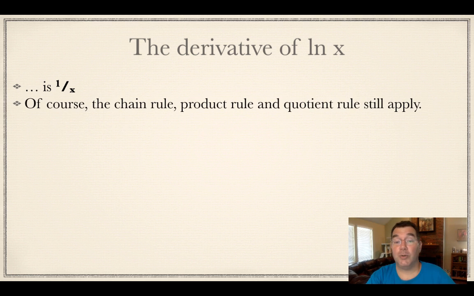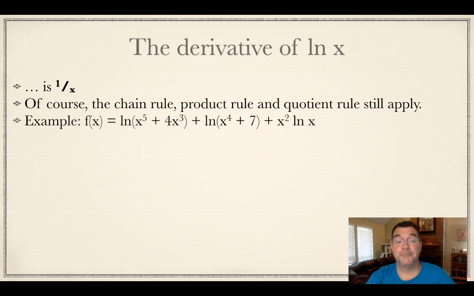And of course, the chain rule, the product rule, and the quotient rule still apply. So if I have a function that is the natural log of x to the fifth plus 4x to the third, plus the natural log of x to the fourth plus 7, plus x squared times the natural log of x, I need to find the derivative of that.